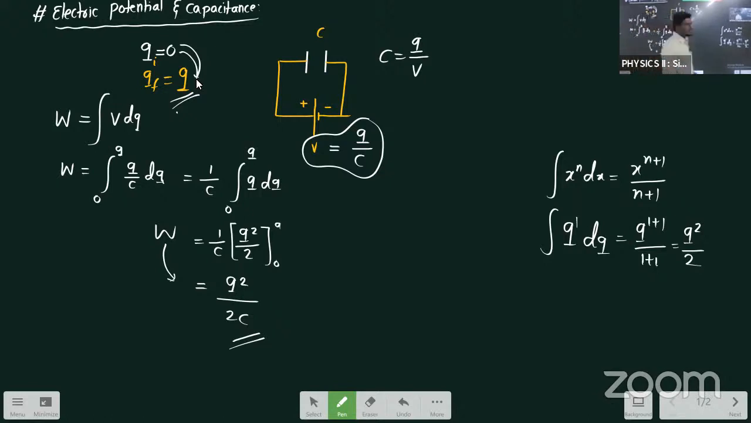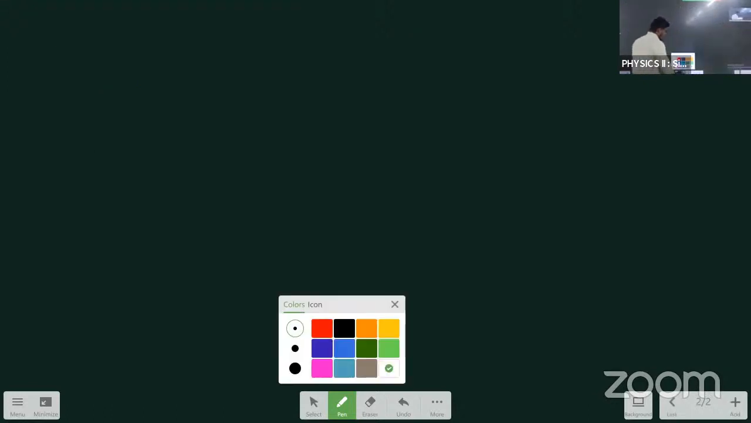Let us move on to the next chapter, that is atoms. Again, a very important chapter for 4 marks answers or short answer type questions. What is the next chapter? The chapter which we are going to discuss today is atoms.